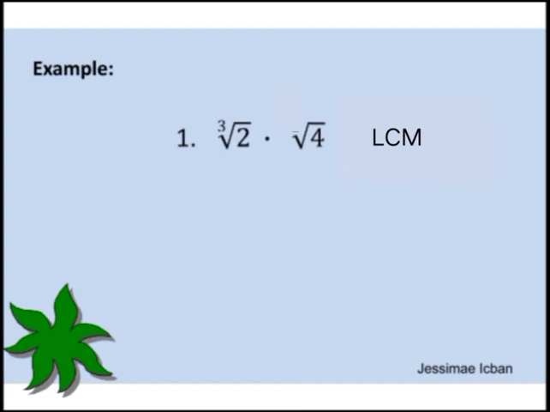Paano nga ba kumukuha ng LCM? Kunin mo lamang ang multiples ng bawat isa. So, ang multiples ng 3 ay 3, 6, 9, 12, 15, 18, and so on. While ang multiples ng 2 ay 2, 4, 6, 8, 10, 12, and so on. So, saan sila unang nagkapareho? Tama, sa 6, and 6 is their LCM.